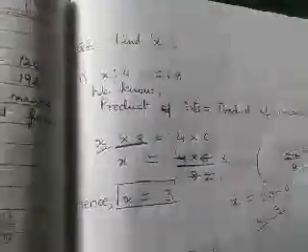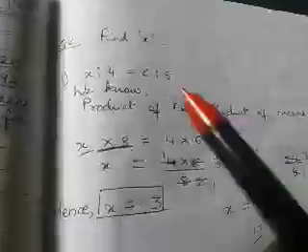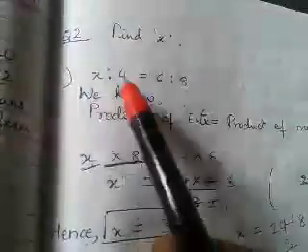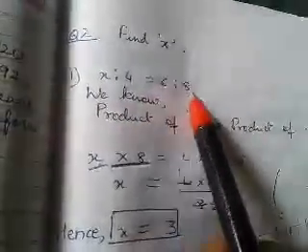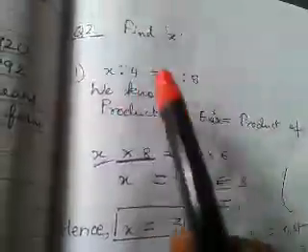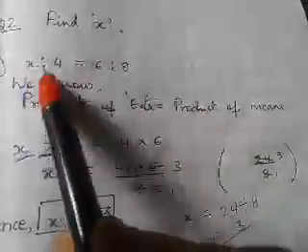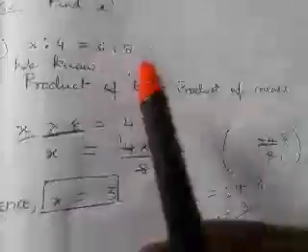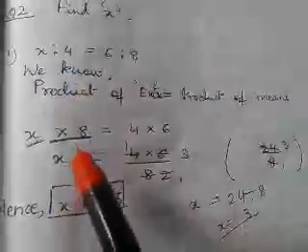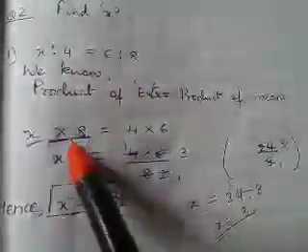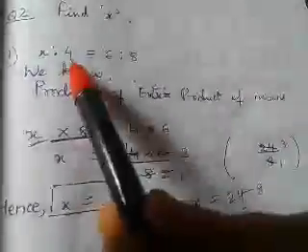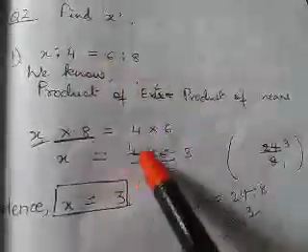So now let's see this question, find x. So x is to 4 is equal to 6 is to 8, means these two ratios are in proportion already. So when they are equal or when they are in proportion, what we can do is product of extremes is equal to product of means. So product of extremes means x multiplied by 8 on the LHS. And product of means, 4 multiplied by 6.